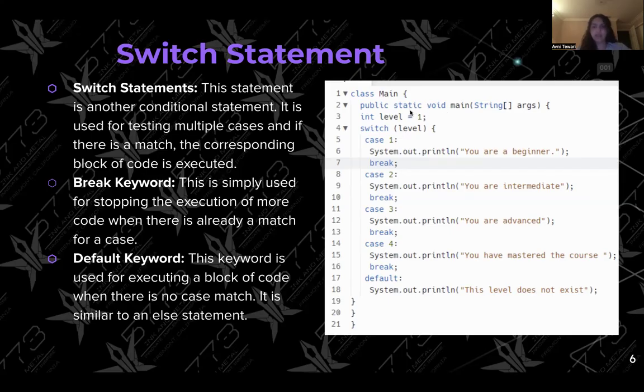So in the class, you're going to have your integer level, and you're going to switch the level. If it's case 1, you're going to be a beginner, and you're going to break out of the switch case. If it's case 2, then you're intermediate, and you're going to break out of the switch case. And so on and so forth. And then you have the break. But if none of these match, the default will be that this level doesn't exist.